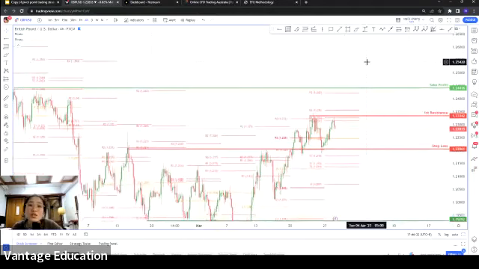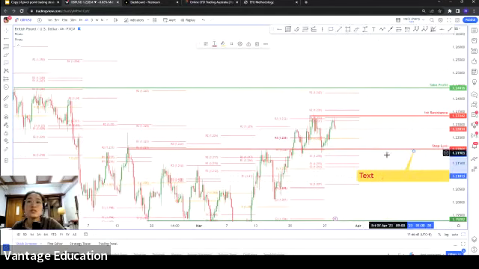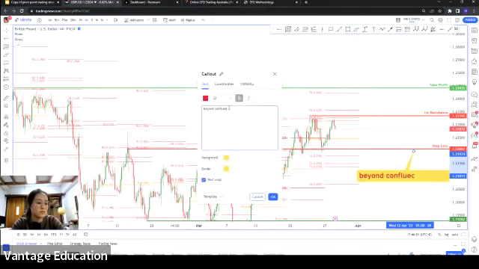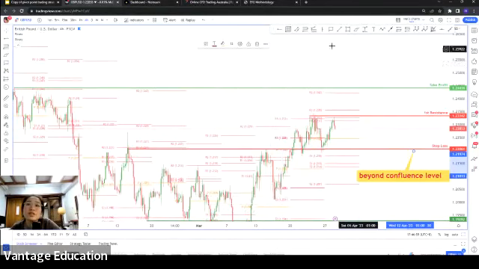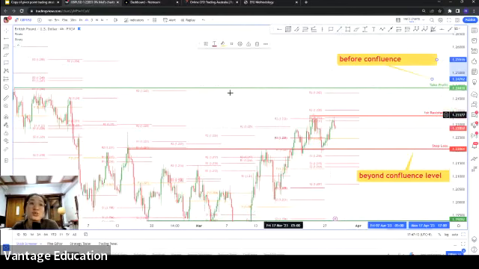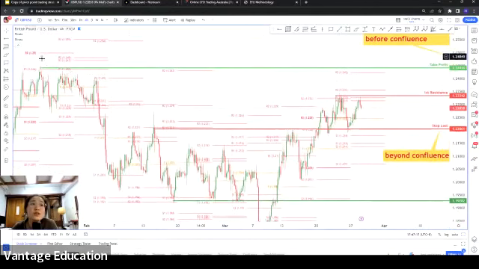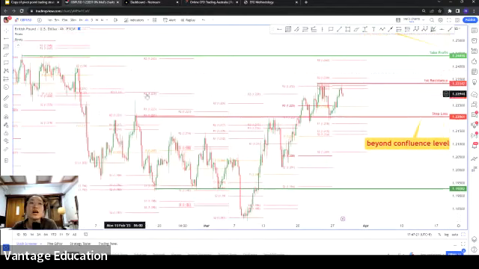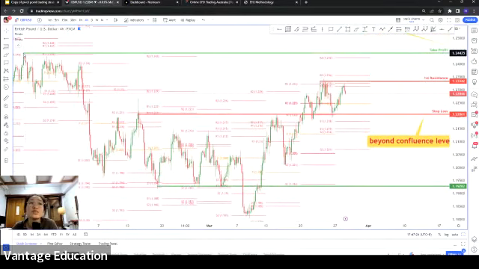Okay. So the general rule of thumb is your stop loss should always be placed beyond a confluence level. Okay, let me just show you what I mean. Stop loss beyond. And then our take profit, on the other hand, should be placed before a confluence level. So as we mentioned earlier, we have a confluence of resistance levels over here, right? So typically your take profit, we want to put it before this confluence level.